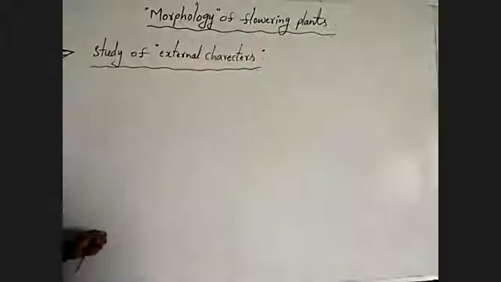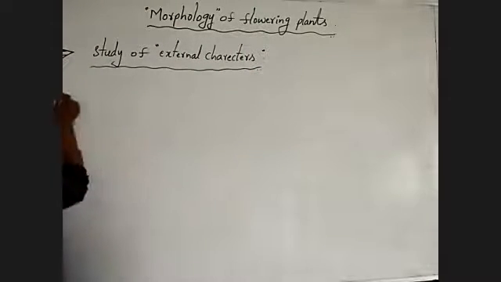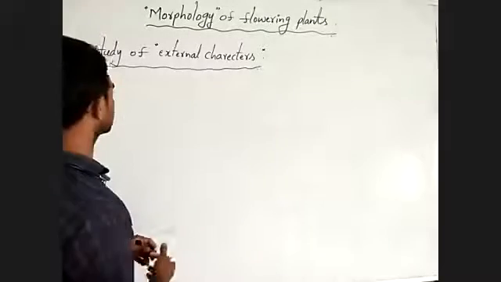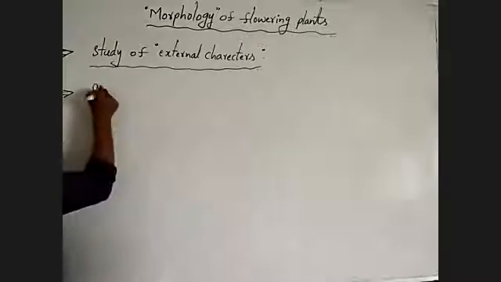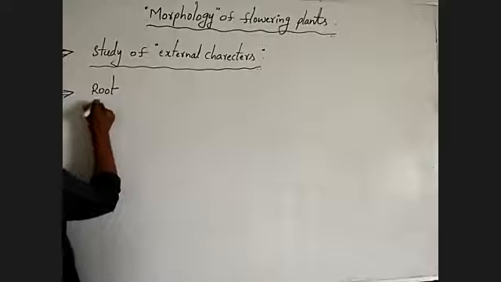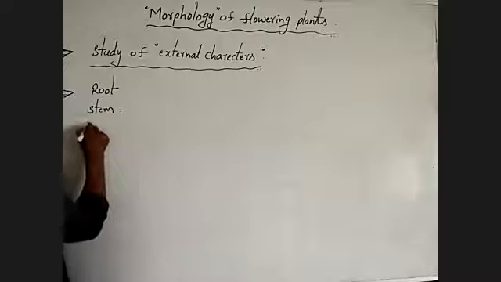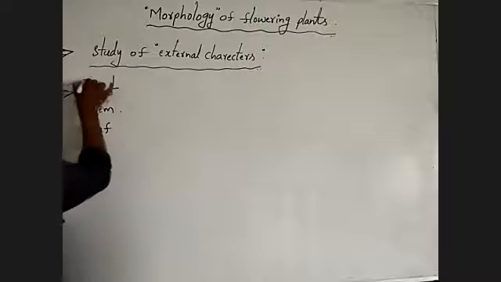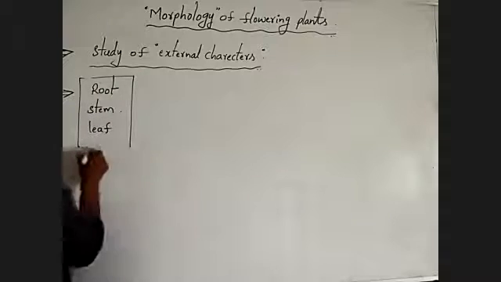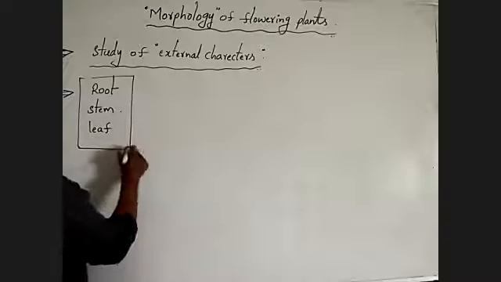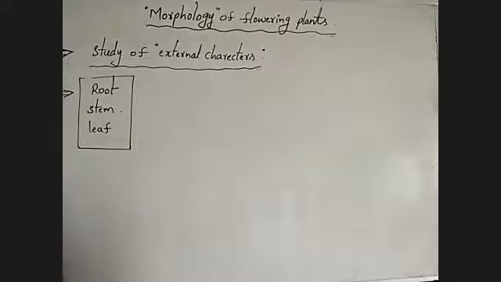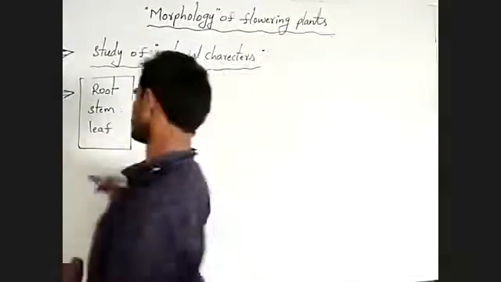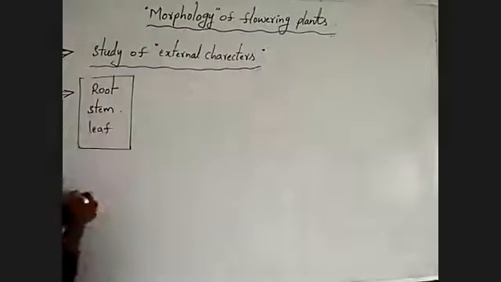Here, what are the parts of the plant? Main parts are roots, stem, leaves. These three are very important parts of the plant. Very important thing. In addition to this, there are some other parts.